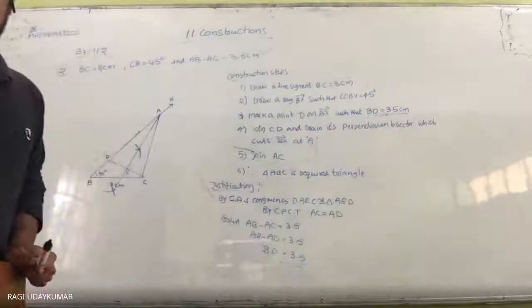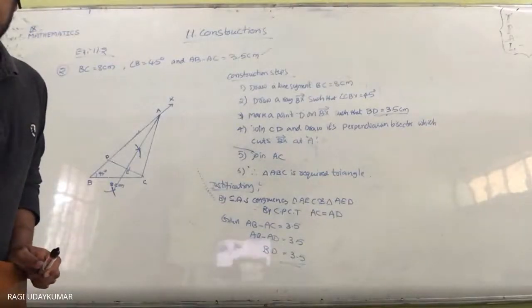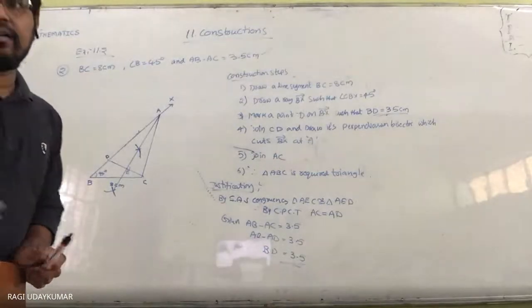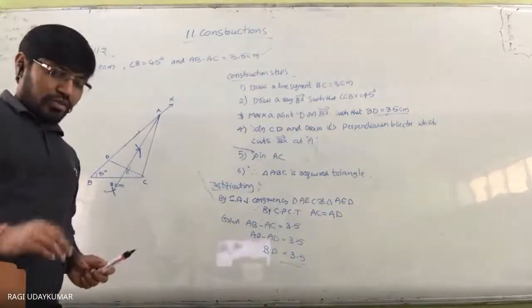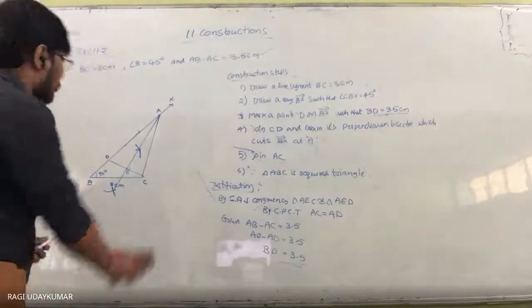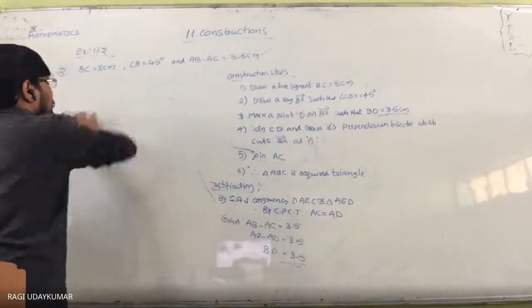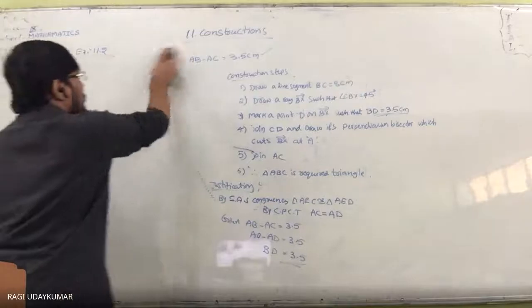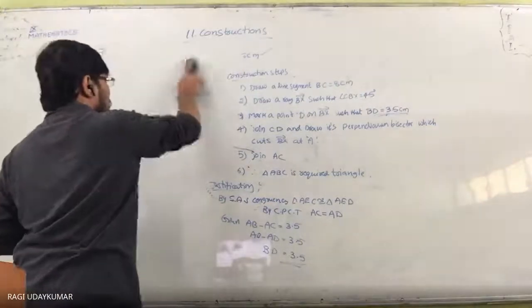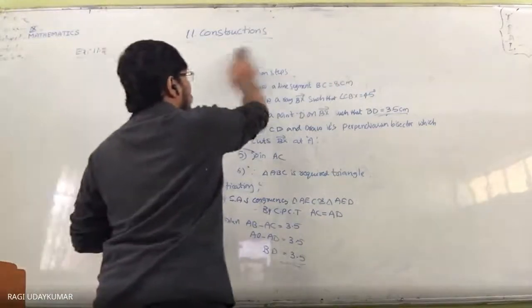Yes, sir. Okay. So next problem, the third problem, you see here. The third question: what is given here? PR minus PQ is given. I will explain that question to you. Construction steps are mandatory for you to write.